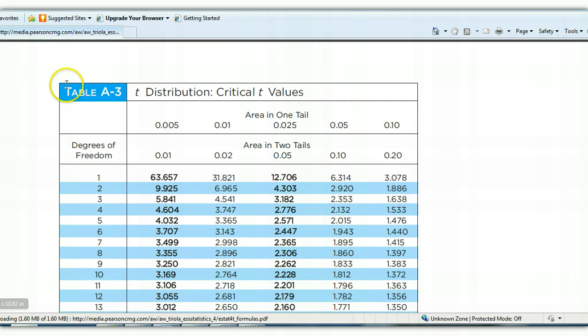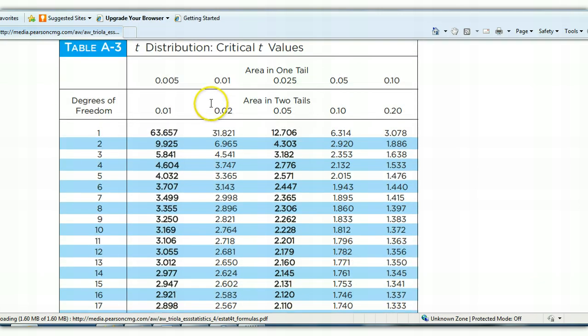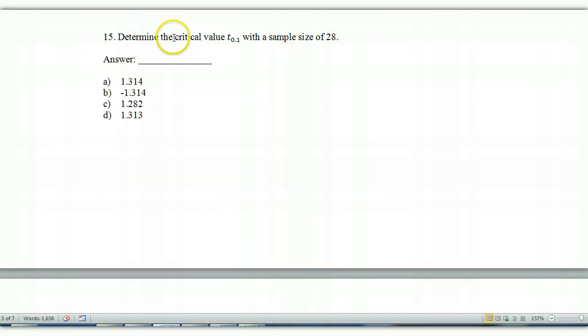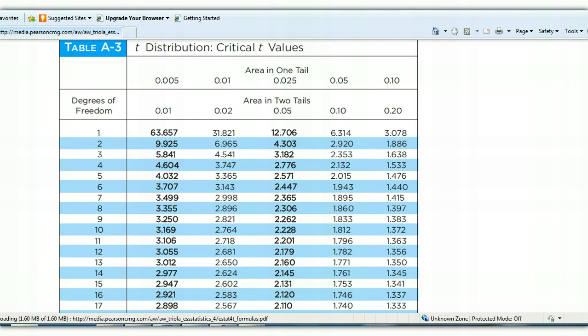Alright, so on the table, it's table A3 in your book. This is critical t values. Area in one tail, area in two tails. And the problem, when it's just 0.1 like that below, it's just the area in one tail. So we need the sample size to get the degrees of freedom, and then we need the 0.1 in one tail. So area in one tail is 0.1.